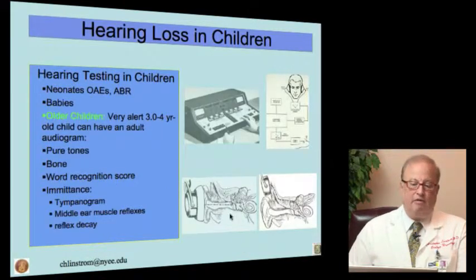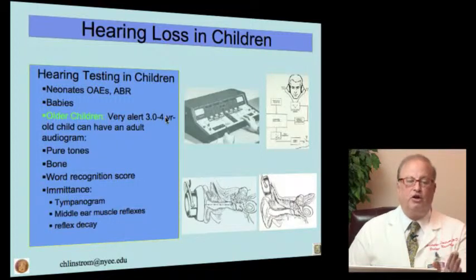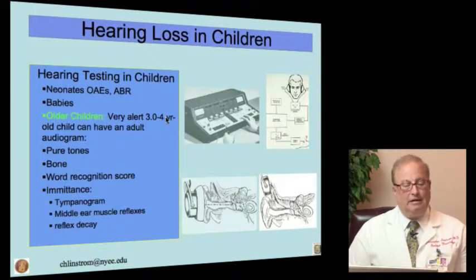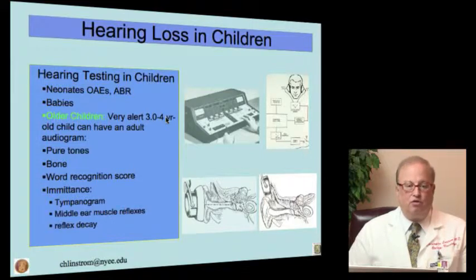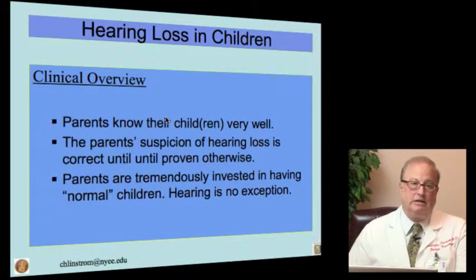Older children, as I said before, about 3 years old, probably a very bright 2.5-year-old, can do an adult-type hearing test with all the parts I've mentioned. For each side: air conduction, bone conduction, emittance, reflex testing, and word discrimination. So we'll have a very good estimate by about 3.5 to 4. But today, with infant screening, we really don't want to wait that long, for obvious reasons.